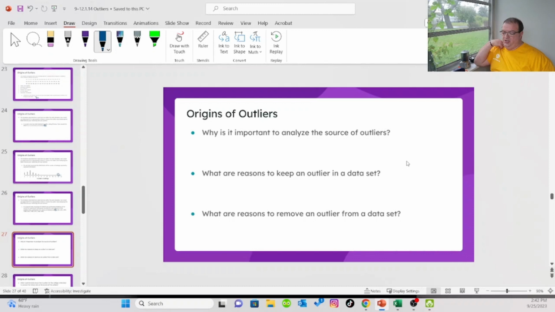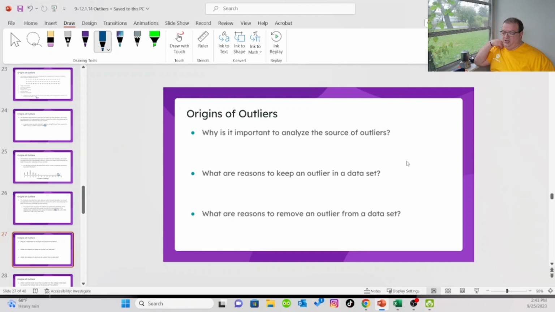So now the questions, why is it important to analyze the source of outliers? We need to analyze the source because if it is a valid result, we keep the outlier in and we just mark it as an outlier. If the source of the outlier is an error in collection or an error in calculation, then we go ahead and remove that outlier and calculate with the correct results.